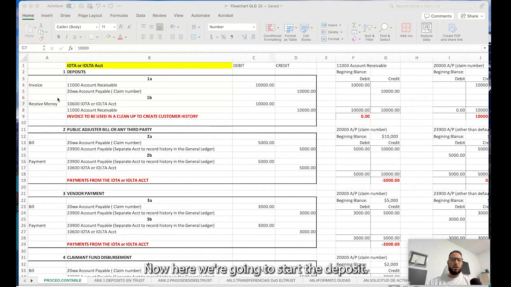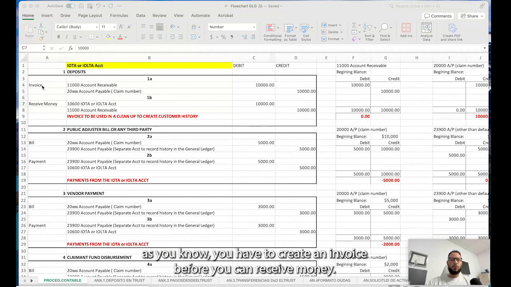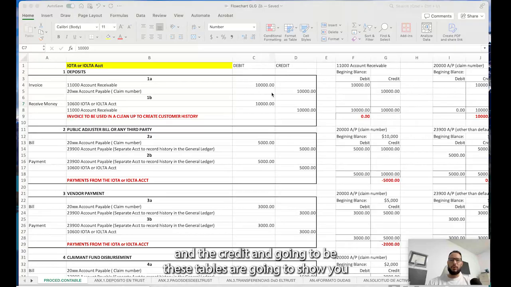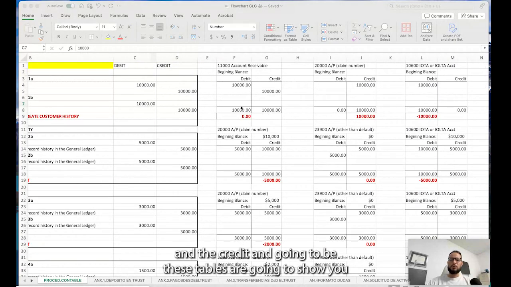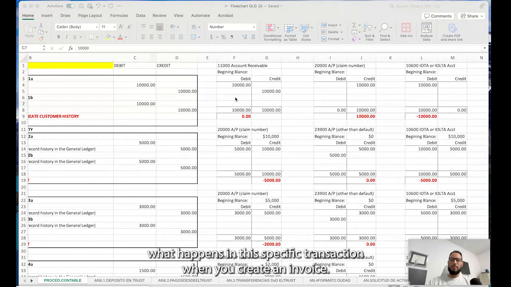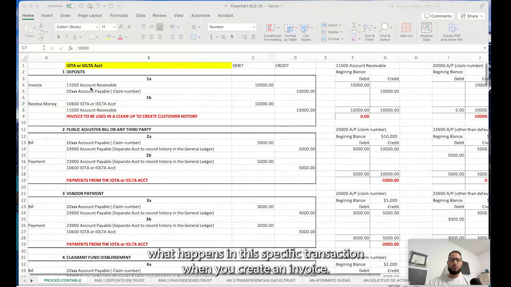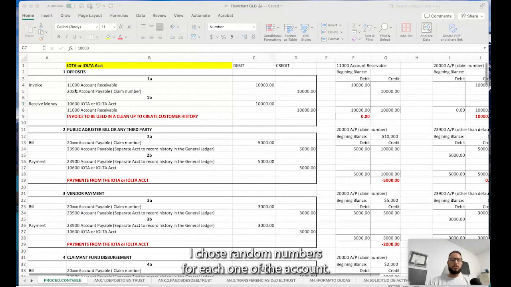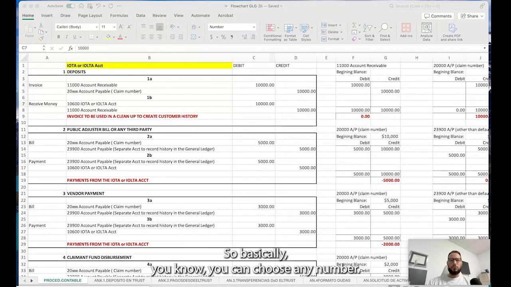Now here we're going to start with the deposit. As you know, you have to create an invoice before you can receive the money. The invoice in this case, as you can see here, I put the debit and the credit, and these T-tables are going to show you what happens in this specific transaction when you create an invoice and then later on you receive the money. I chose random numbers for each one of the accounts. So basically, you can choose any number.